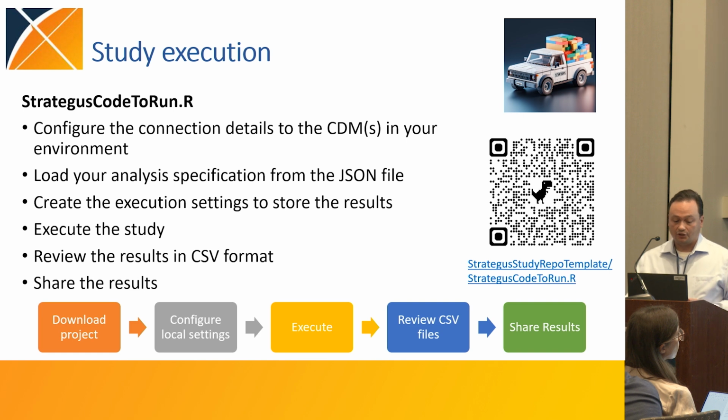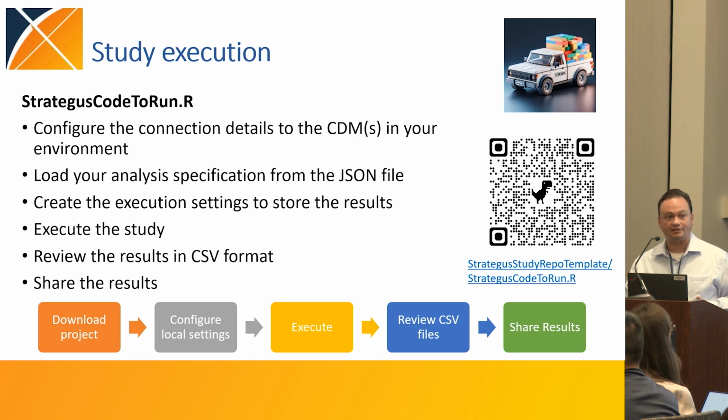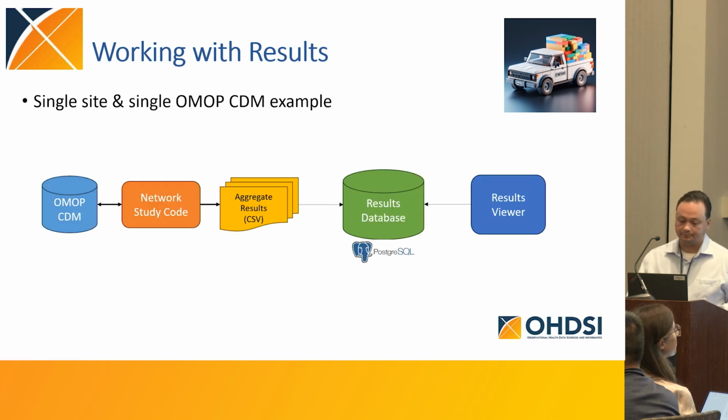Then you run the execution, you review the results that are produced, and all of the results that are produced are comma-separated value files, and they are aggregate statistics. There is no patient-level data that is created as part of the CSV creation process. And then ultimately, when you're ready, you share those results, or maybe you phone a friend to let them know that it's time to try it themselves.